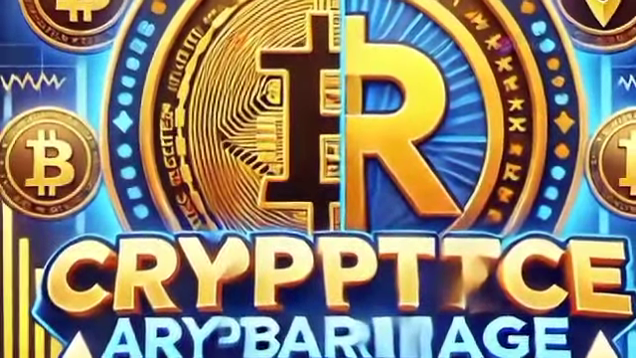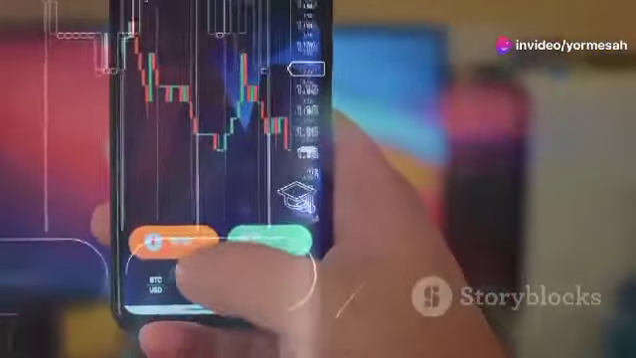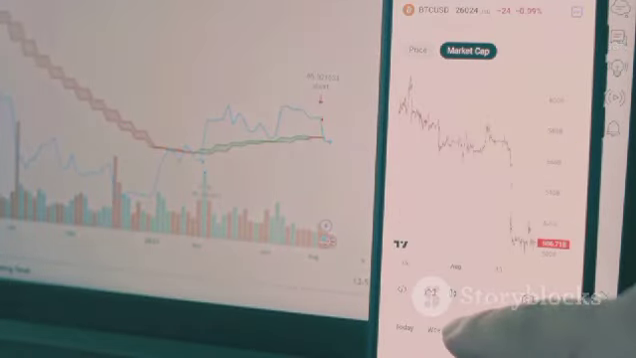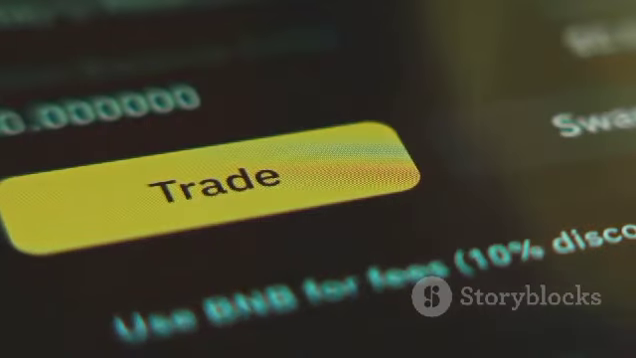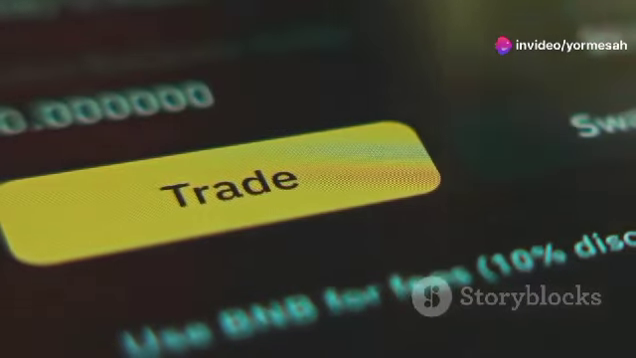Ready to profit from crypto price differences? Let's get started with crypto arbitrage on Binance. Crypto arbitrage is all about buying low and selling high on different platforms. Today we're using Binance, one of the largest crypto exchanges with low fees and multiple trading options.